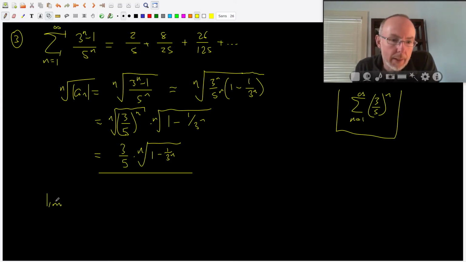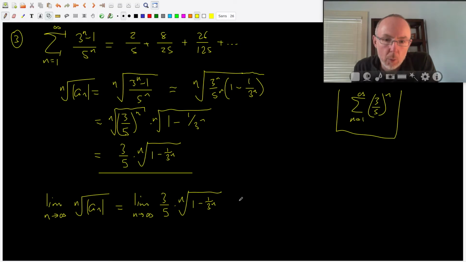And if we then take the limit of that simplified quantity, well, as n goes to infinity, this term is going to go to 0. We're going to be left with a 1 here. The nth root of 1 is 1. So this is literally going to be 3/5 times 1. So this is 3/5, which is less than 1.